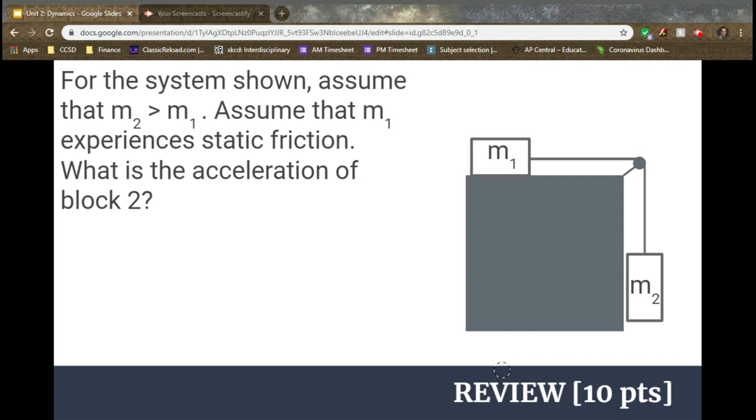Okay, this one. For the system shown, you can again assume that mass 2 is greater than mass 1. Treat the pulley and rope and everything as massless and frictionless. You can assume that mass 1 is experiencing static friction. What is the acceleration of block 2? The correct answer is 0 meters per second squared.